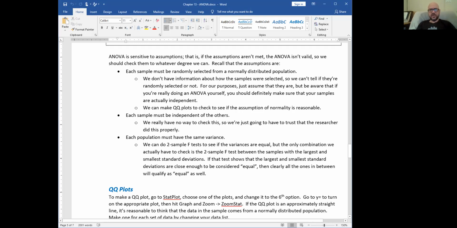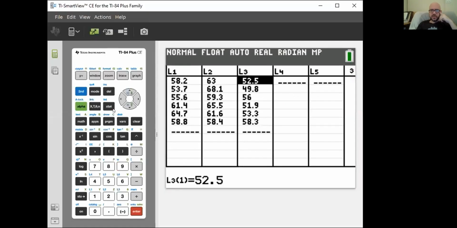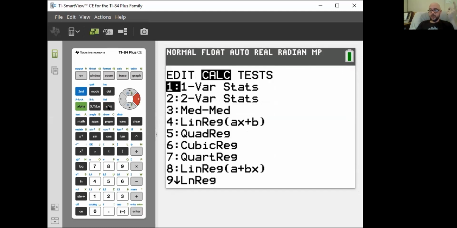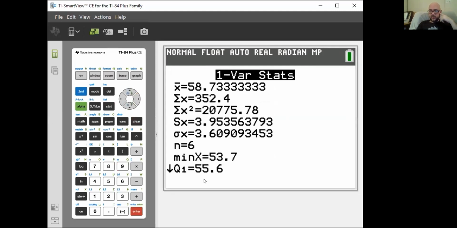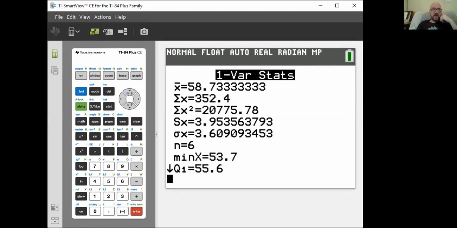So what we're going to do is just do 1 variable stats on each list, because we've got all our data in here. So there's our data. I'm going to do 1 variable stats on L1, 1 variable stats on L2, 1 variable stats on L3, and I'm going to write down all the sample standard deviations. So 1 variable stats, L1, not a frequency list. Calculate it up. That S is 3.95. So let's go write that down.